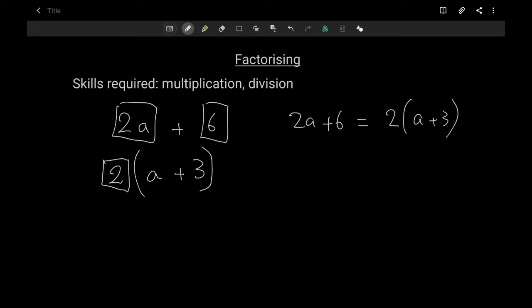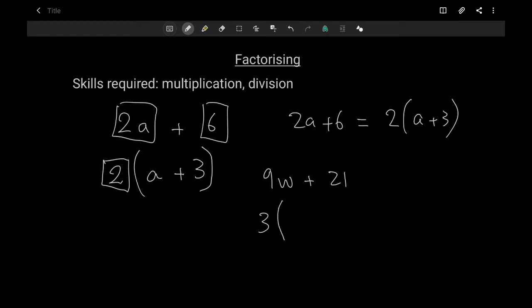So let's take a look at another example. Say you were asked to factorize 9w plus 21. So let's go back to what we know. We need to find out what is the largest number that can go into 9 as well as 21. So this will require an understanding of your mathematical timetables. As you know, the largest number that would go into both 9 and 21 is 3.